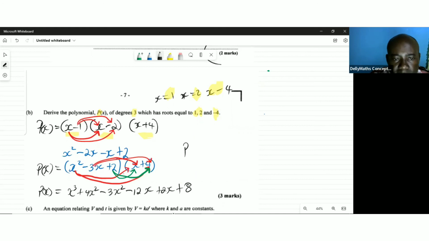And all we have to do is simplify this now to get back these values. So I have x to the third power there. To the second power, I have 4x squared minus 3x squared, which is positive x squared. And I'm looking at negative 10x and a positive 8. All right, you could ask questions now. So this is what they ask here: derive the polynomial p of x of degree 3, which has roots equal to 1, 2, -4. So you could see how you just relax, think about how you would have gotten the roots, think backwards, and then you expand your thing, and here you are with your polynomial.